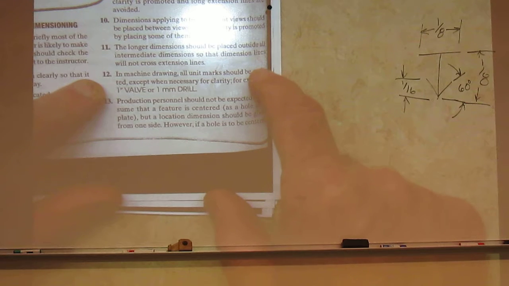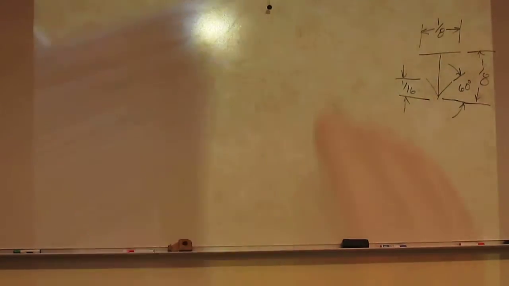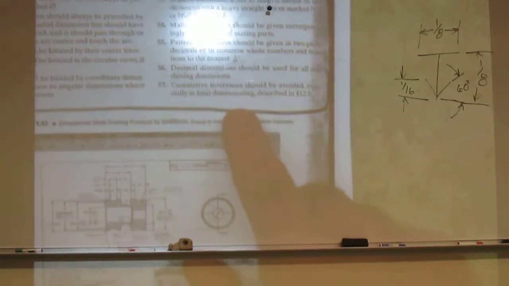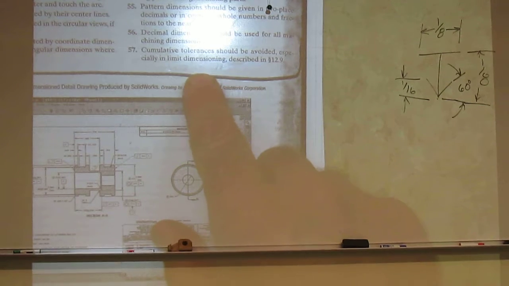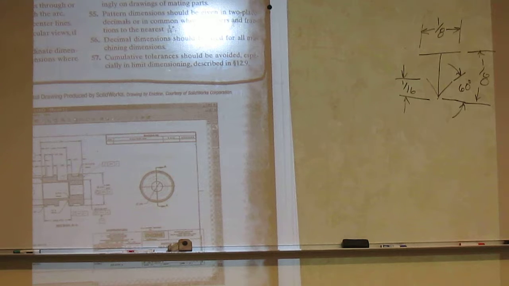There's only one discipline that does. You know which one. Architectural. There's 57 of them. No, 57 is kind of a nice one. Cumulative tolerances should be avoided, especially in limit dimensions. Didn't we just talk about that today? That's tolerance stack up.